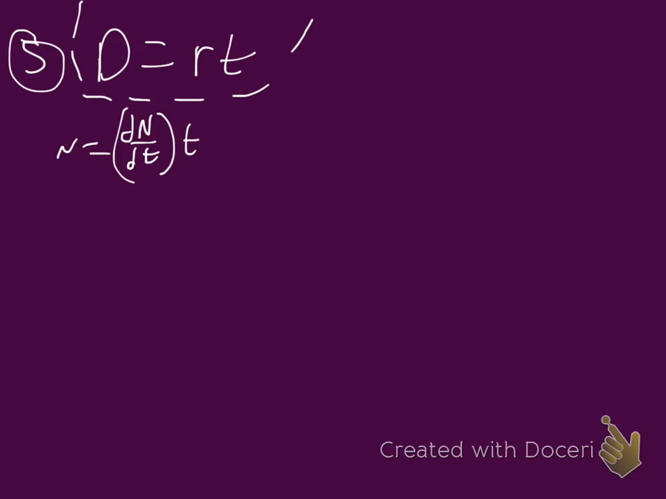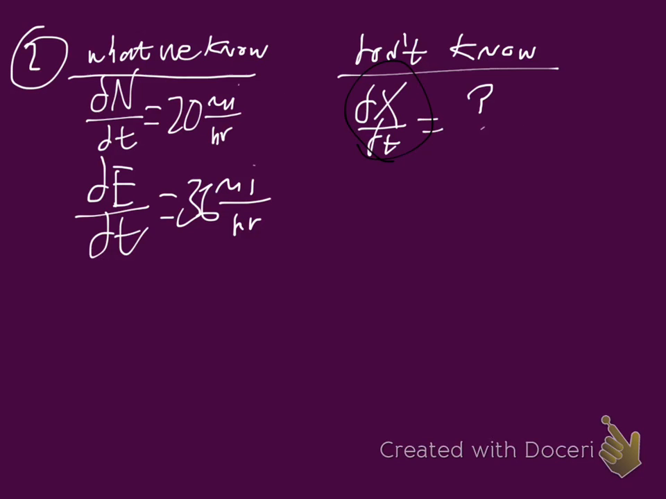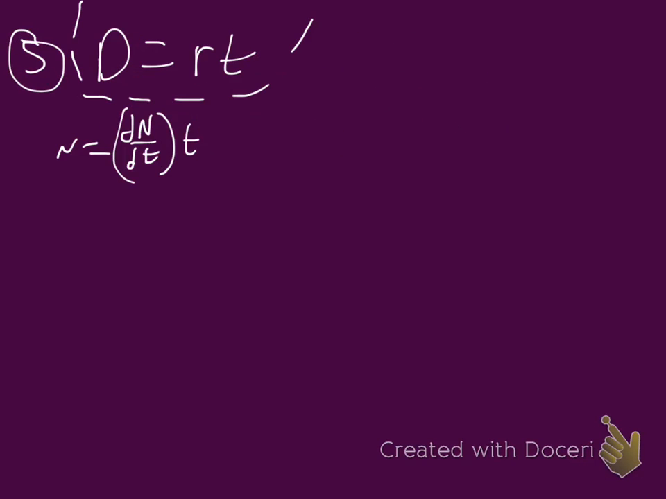Because dn/dt is the rate and n is the distance. So what does that mean? Well, we know what dn/dt is, right? That was given in the problem. dn/dt is 20 miles an hour. So we can plug in 20 miles per hour times t.